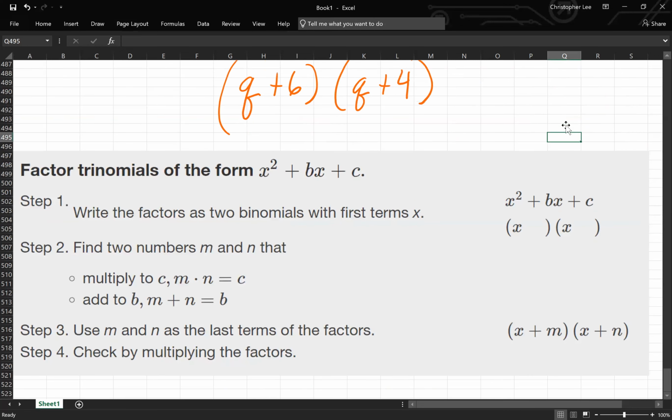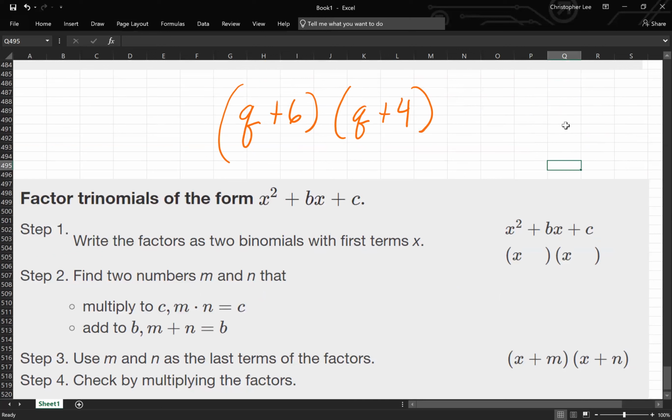So real quick, I know somebody probably wanted to see the notes, the steps on how to do this. This is the procedure right here. So factor the trinomial of the form x squared plus bx plus c, right? Step 1, write the factors as two binomials with first term x. So as you said, Sean, right? So we have x squared plus bx plus c. And we're gonna have x times x.